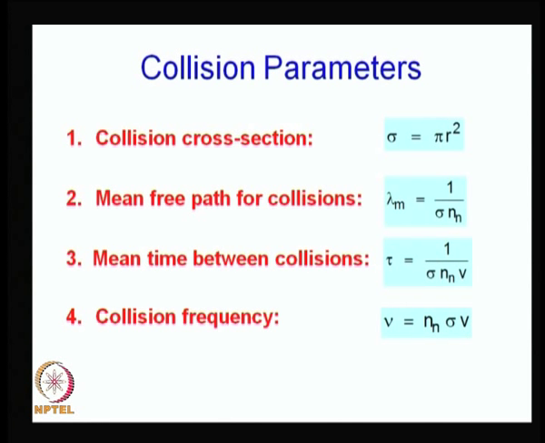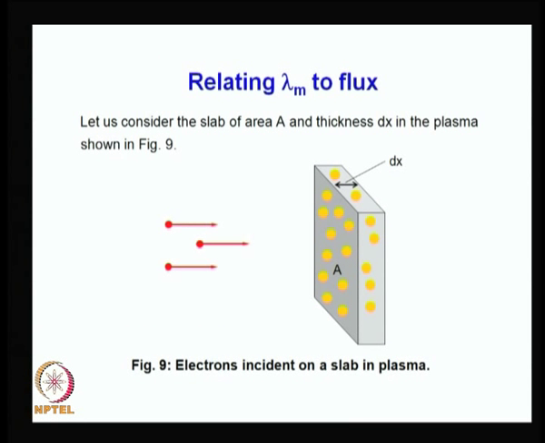Before we go to the next category of parameters, the diffusion parameters, it is an interesting thing to understand physically what this mean free path is as far as plasmas are concerned. To do that, we need to relate the mean free path to the flux of the particles. So, as shown in the diagram here, let us consider a slab of area A and thickness dx in the plasma, and these are the incident charged particles incident on the slab. They could be electrons, they could be ions.